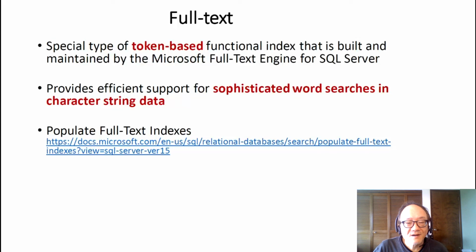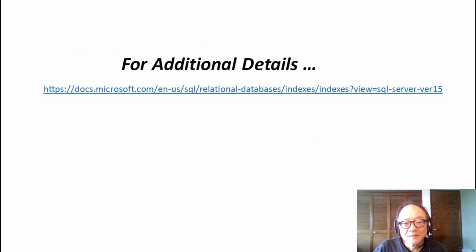Full-text indexes are token-based. We can use full-text indexes to do some very sophisticated word searches in character stream data type. We can go to this link and get additional details and information on all types of indexes we just talked about.